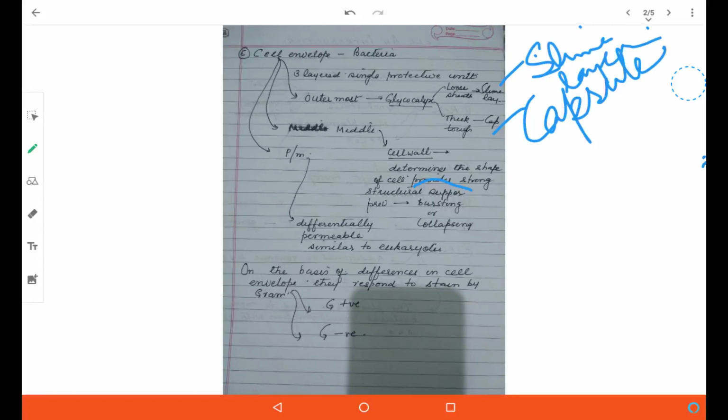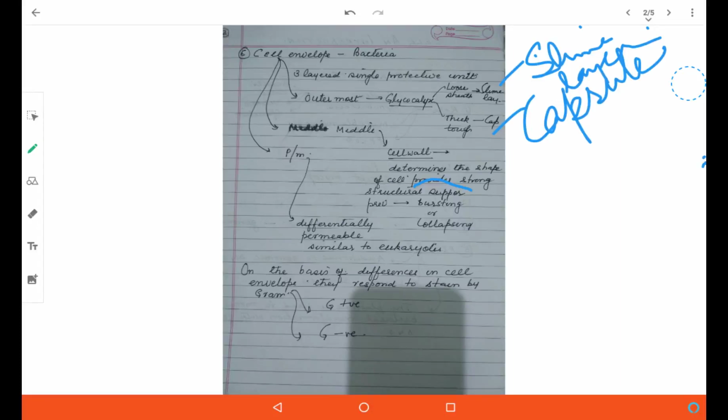Now the middle one is the cell wall. Cell wall confers the shape to the prokaryotic cell, provides structural support, and prevents the cell from bursting or collapsing. The innermost, which surrounds the cytoplasm, is the plasma membrane. It is differentially permeable, or you also call it selectively permeable. It is very similar to eukaryotes.